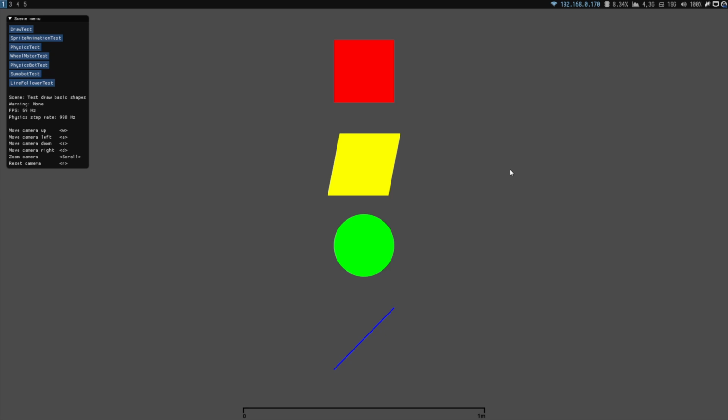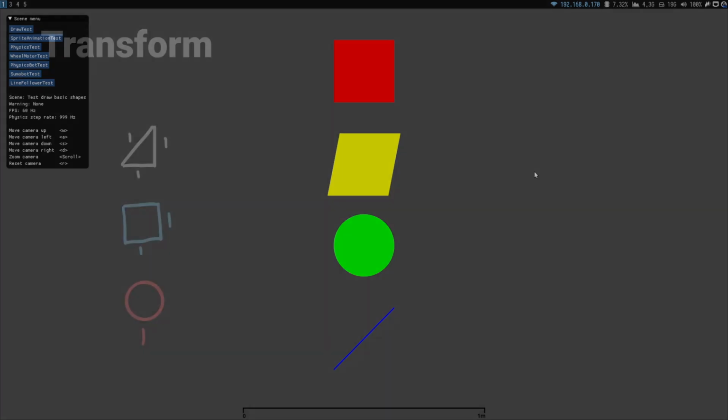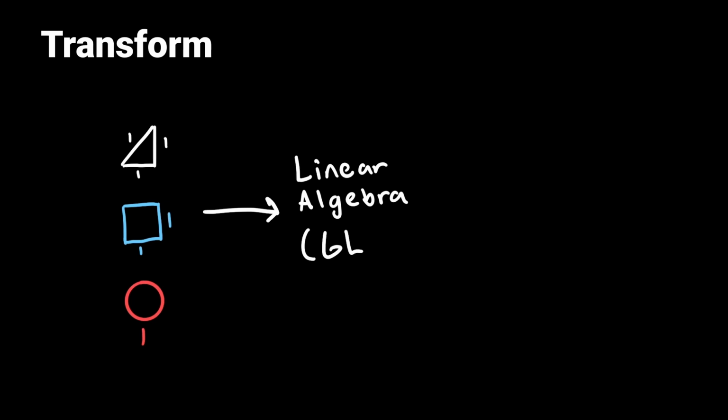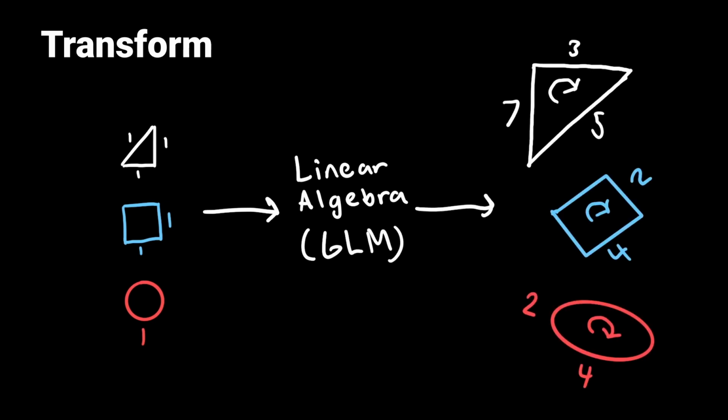Besides the basic shapes, I of course also wanted to be able to render them at different positions with different rotation and scale. And to avoid creating a separate buffer for each case, I only describe the shapes at their default and use linear algebra to transform them. And for this I dragged in another dependency, a math library called GLM.